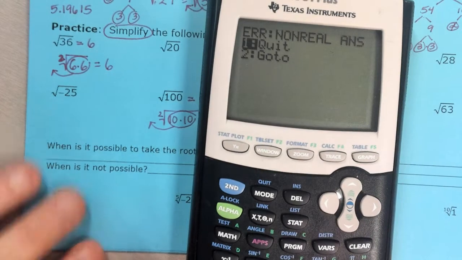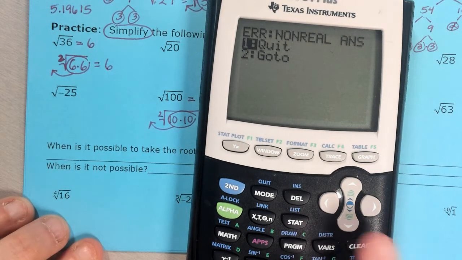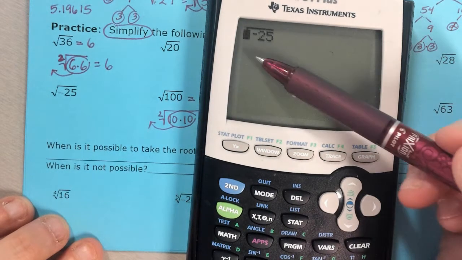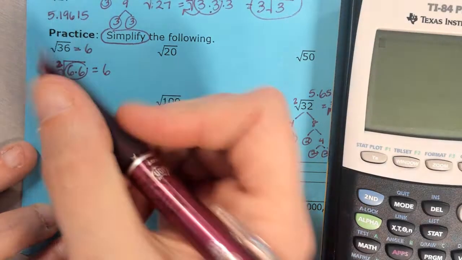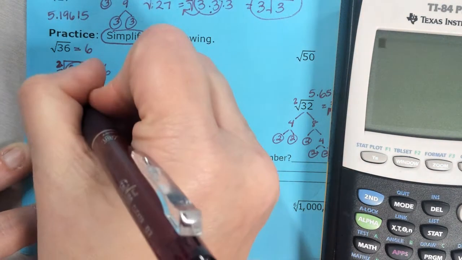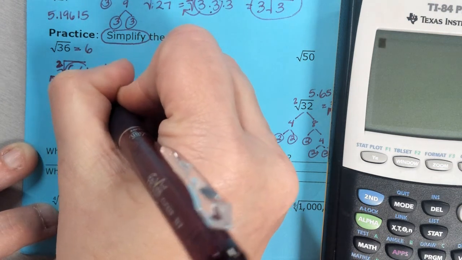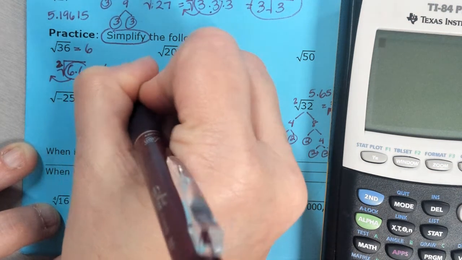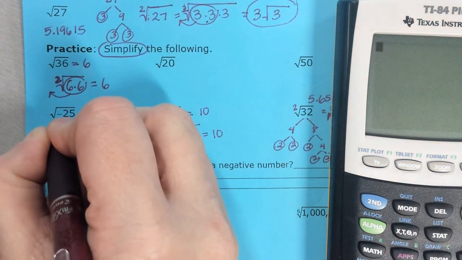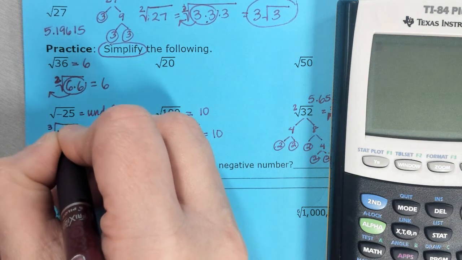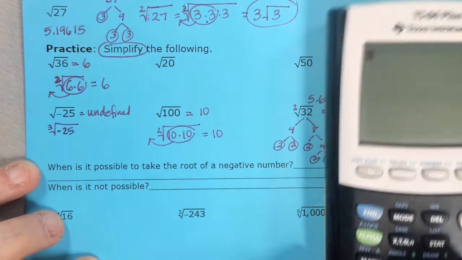Okay? When I put that in my calculator, I get error, non-real answer. And when I click go to, it's like square root of negative 25. Like, what's that? You can't do that. The calculator is very upset about that. Okay? So, just for the heck of it, I'm going to write undefined. Because officially, that's what the answer to square root of negative 25 is. It's undefined.